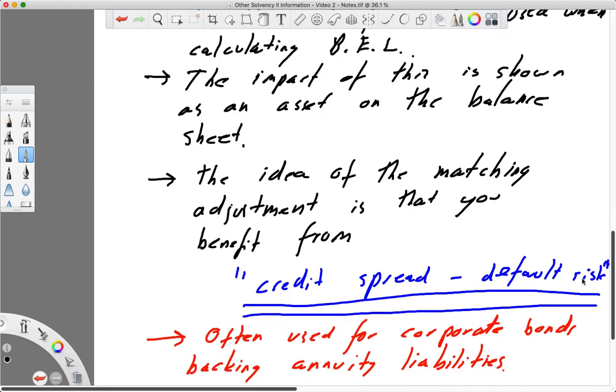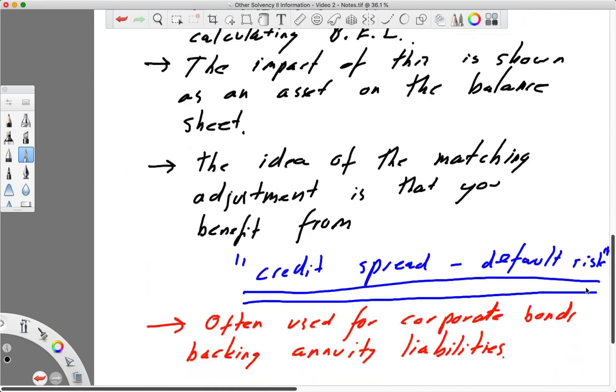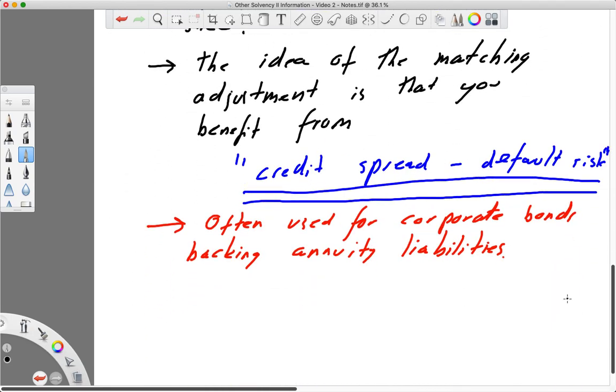Okay, so that's the matching adjustment. We will stop here, put in a break, and then when we come back, we'll do the volatility adjustment.